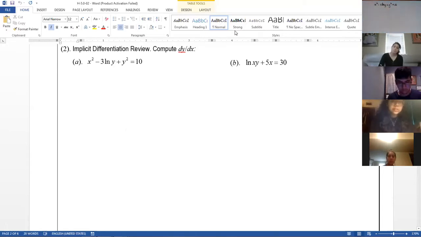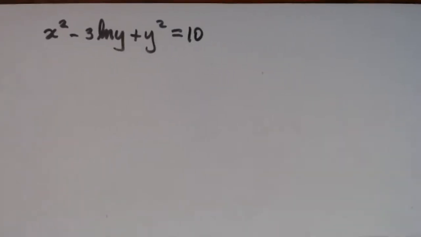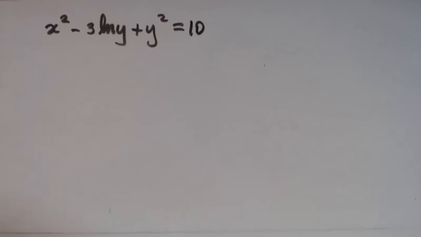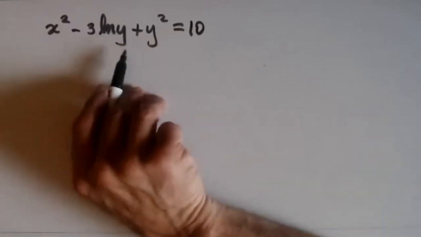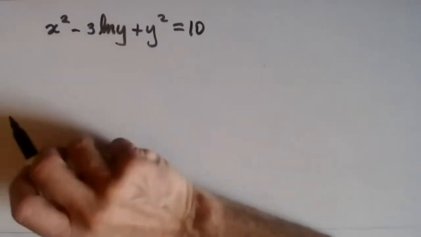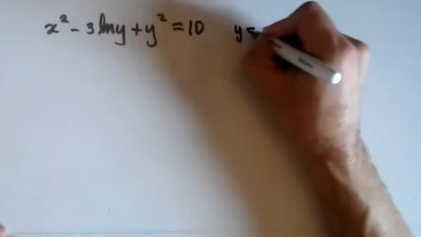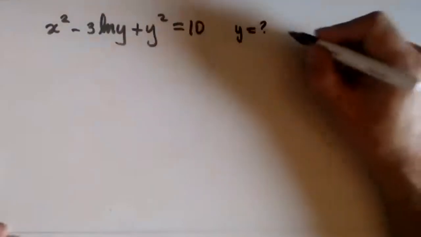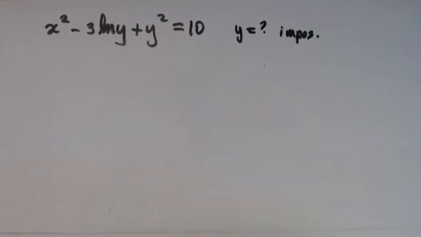Okay, so this is the first problem. This is our board, correct? So we're going to work this problem right here. Okay, now check this out. X and Y are mingled. You cannot set Y equals. It's impossible. You have ln here, you have Y squared here. So no way to put Y equals, okay? Y equals, impossible, correct?